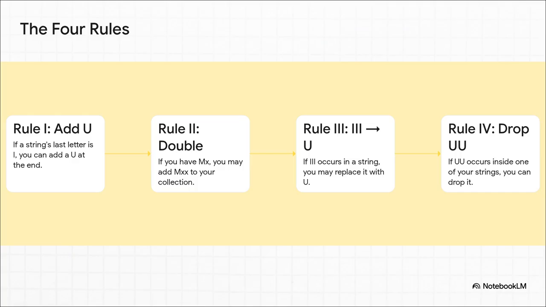Okay, let's break down those 4 tools. Rule 1, if your string ends with an I, you can just tack a U onto the end. Super simple. Rule 2 is a bit more fun. If you've got a string like M something, you can double everything that comes after the M. So MIU becomes MIUIU. Got it? Rule 3, anytime you see III all in a row, you can swap that whole chunk out for a single U. And last but not least, rule 4, if you see a UU pair, you can just poof, get rid of it. And that's it. Those are your only legal moves.